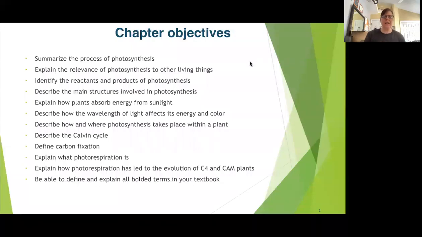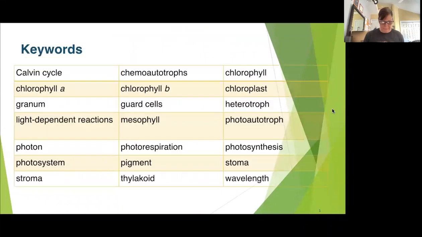Hello, we're going to talk about photosynthesis, and we have our objectives here like we do with every chapter. I'm not going to read through these. You can read through them. They're kind of important. This is what you should be able to do when you get done with your chapter. Here are your keywords. These are your vocab words you should know.